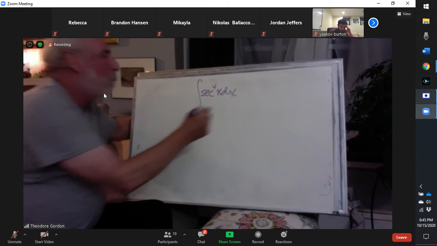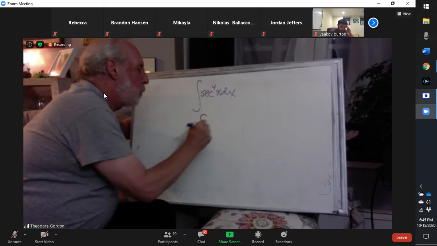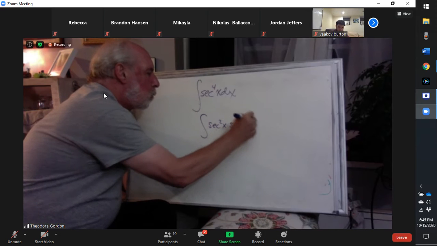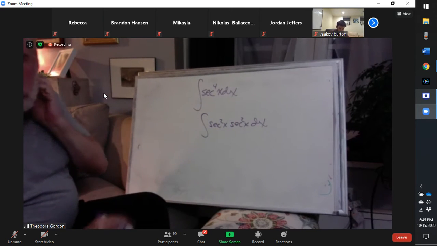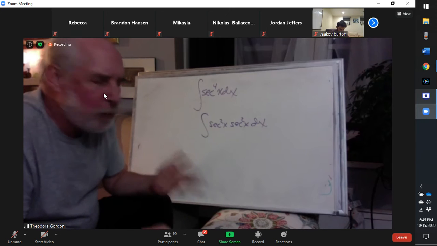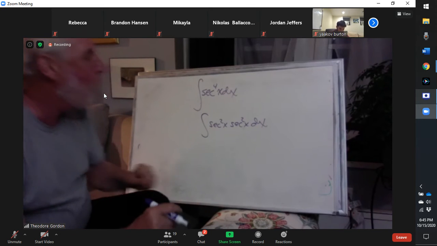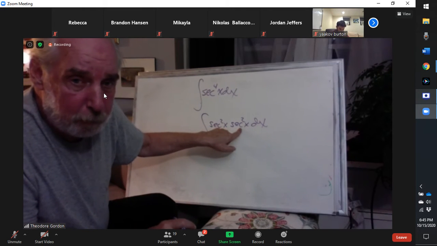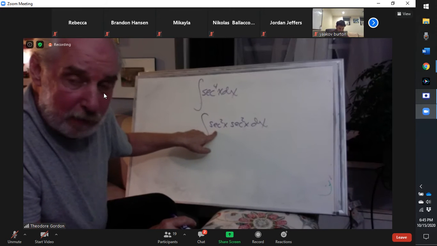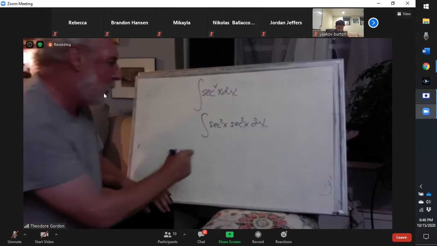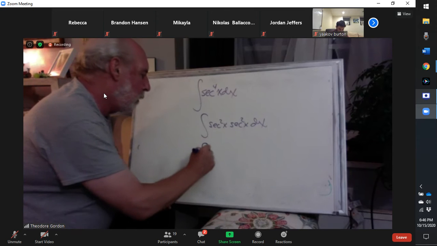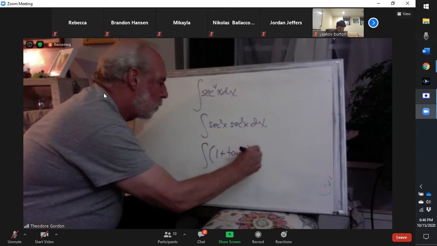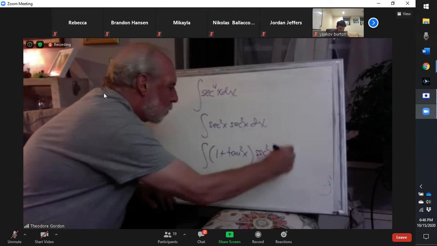So I'm going to break this up into secant squared times secant squared dx. You just have to do enough problems, you sort of get a feel for it after a while. Well, I know that secant squared is the derivative of tangent, and I can rewrite one secant squared into tangent using that identity. So secant squared is 1 plus tangent squared x, times secant squared x dx.